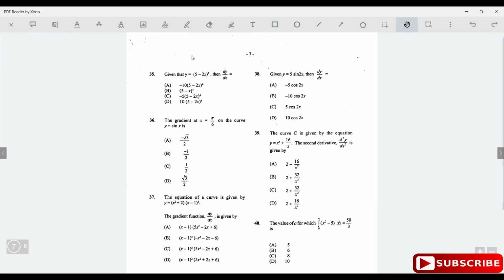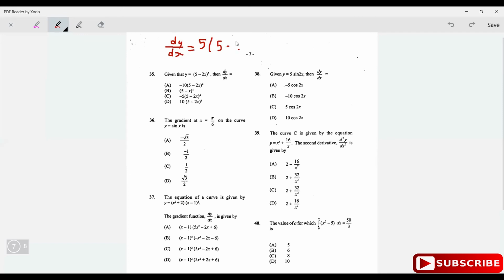All right, question 35, we reach differentiation now. It says, given that y is 5 minus 2x to the 5, differentiate it. So dy by dx is going to carry down the power of 5. Subtract 1 from the power, so you write back what was inside the bracket, 5 minus 2x, but then 5 minus 1 is 4.